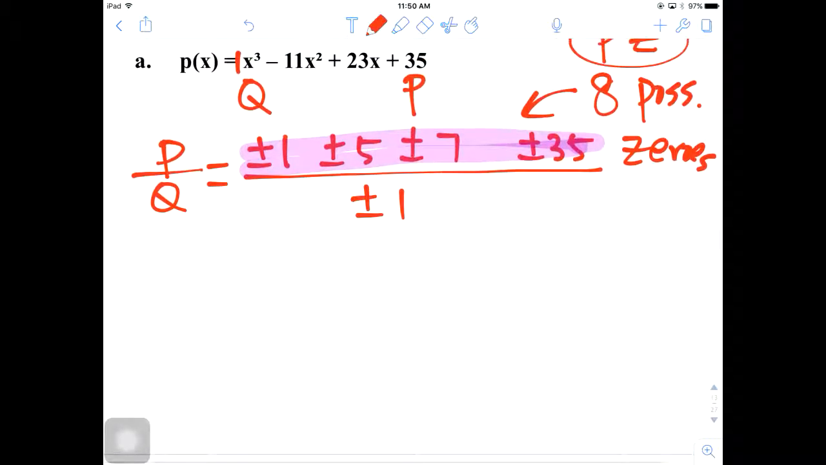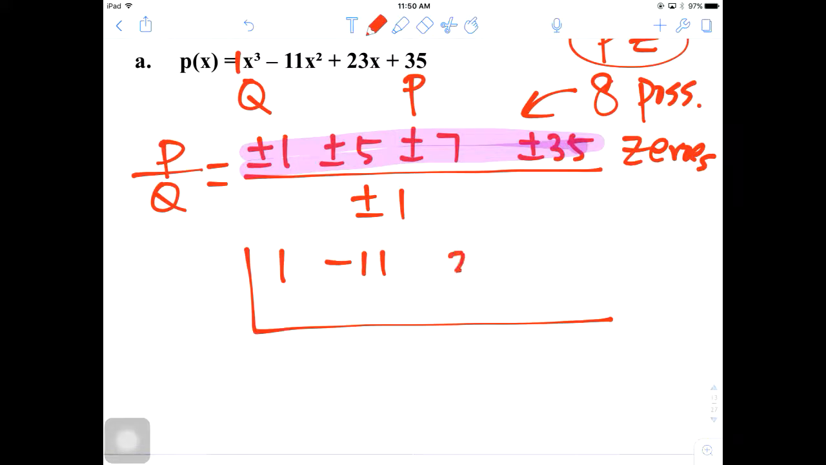And let's actually begin the process of testing these zeros. And we're going to write down the coefficients. So that's 1, negative 11, 23, and 35. We're going to use synthetic division. Everyone should know how to do synthetic division by now. So we're going to test our first one. We're going to test negative 1 because that is one of the factors in here.